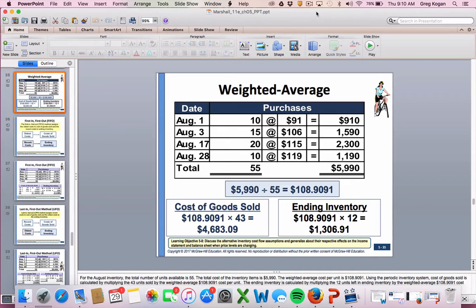Reread it with that mindset. What you really want is to value your ending inventory. So you want to apply a certain price to your ending inventory, and then you want to price your cost of goods sold, because that's going to go on the income statement.